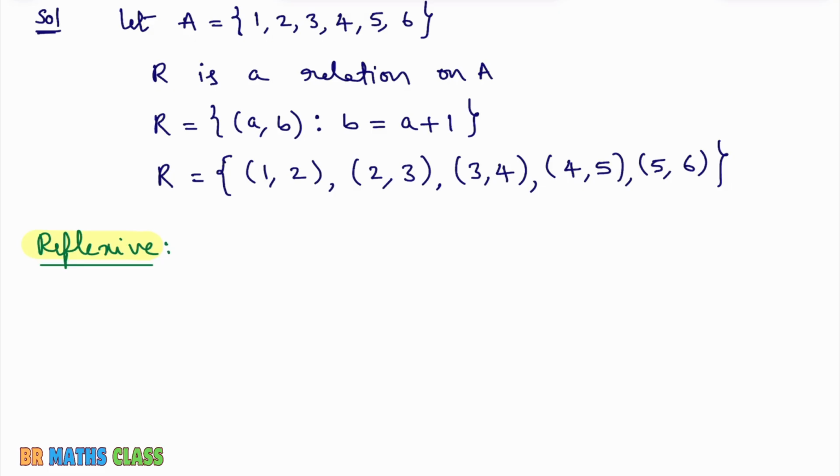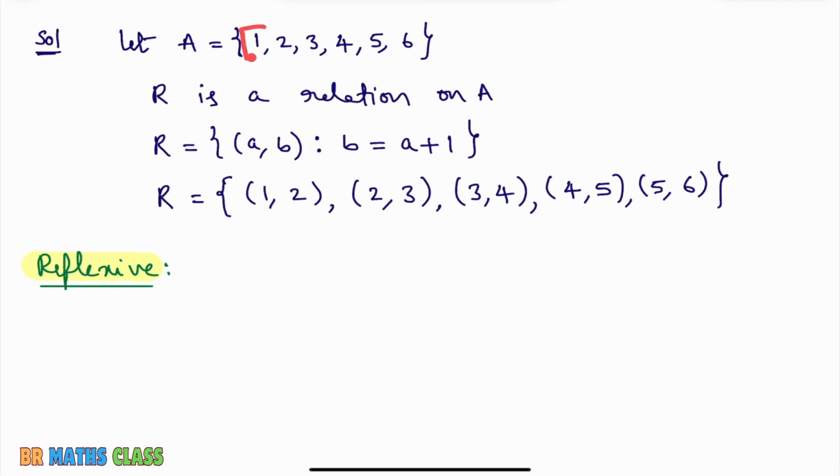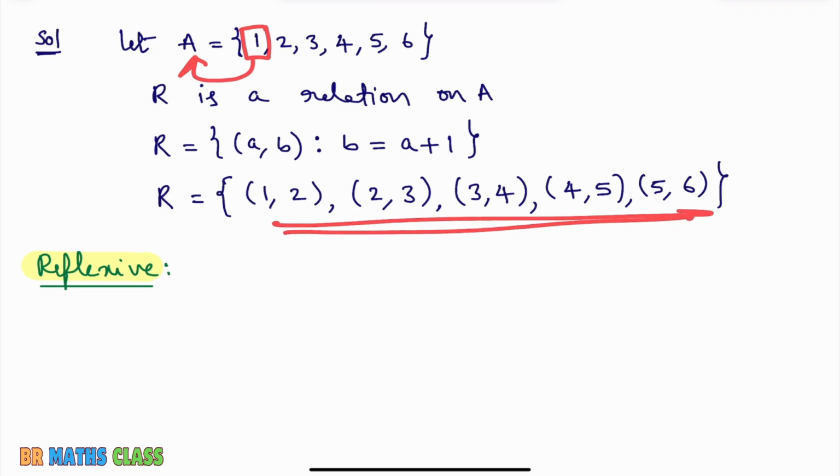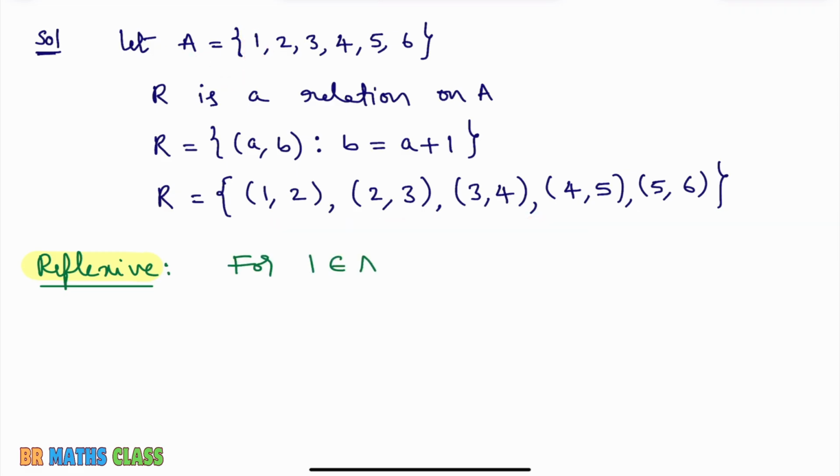How to check the reflexive condition? For any x belongs to set A implies the ordered pair (x, x) belongs to the relation, then we say that the relation is a reflexive relation. Here I'll take one element from set A. Suppose 1 is there in set A. Yes, 1 is there in set A. Is the ordered pair (1, 1) there in this relation? No. Here we can conclude that the relation is not reflexive. For 1 belongs to set A implies the ordered pair (1, 1) does not belong to the relation. Therefore, I can say that the relation R is not reflexive.